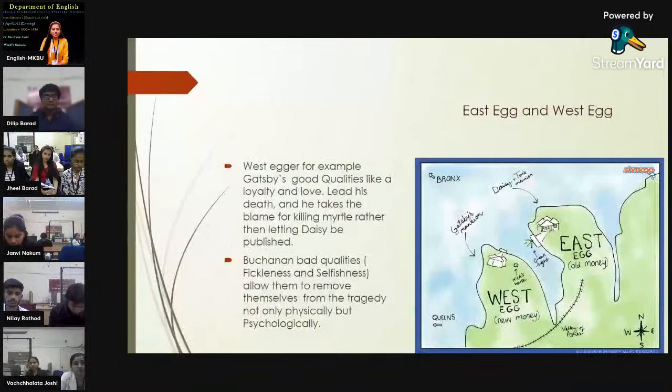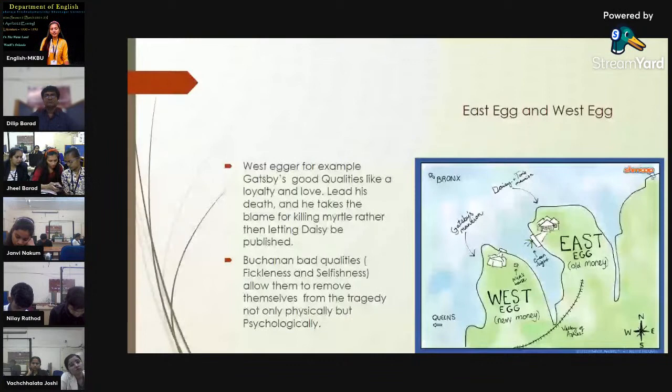The West Egg, for example Gatsby, has good qualities like loyalty and love. Gatsby loves Daisy and he married Daisy, but after the end of the novel, in the accident, Myrtle is blamed, and Gatsby is killed by George. The second is Daisy, and Tom is the Eastern people.